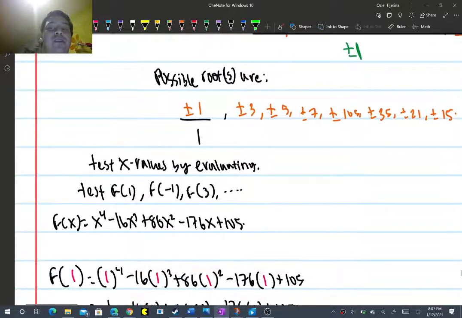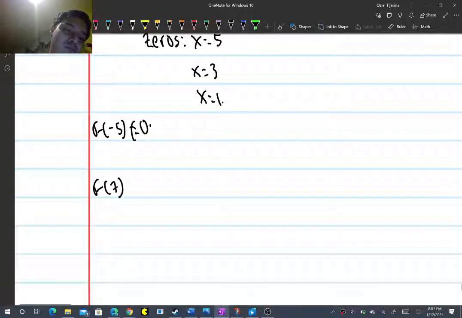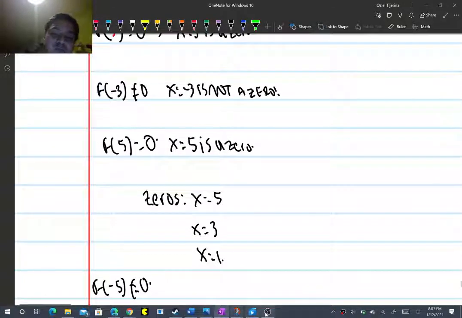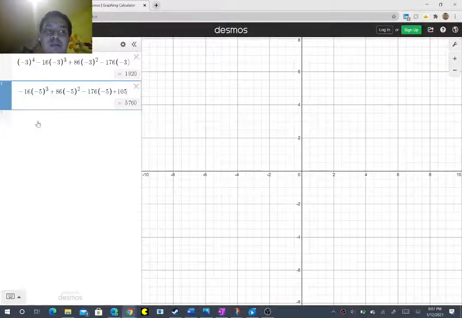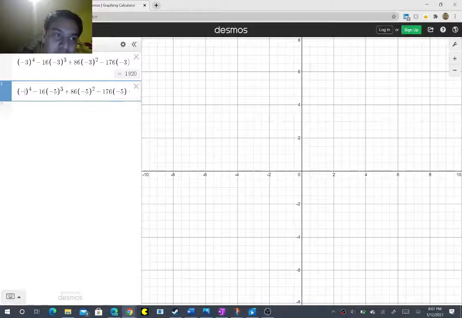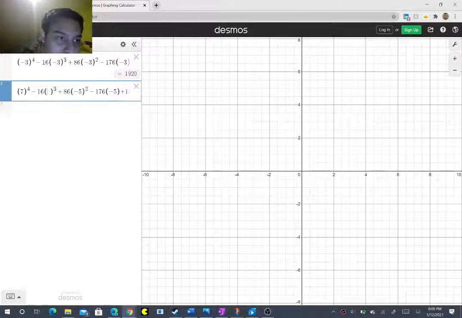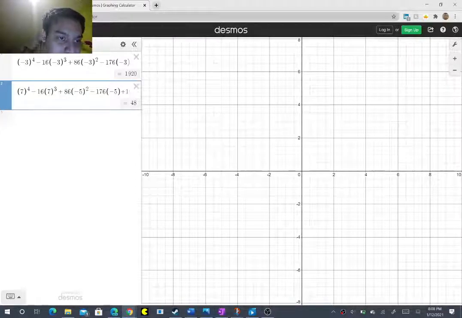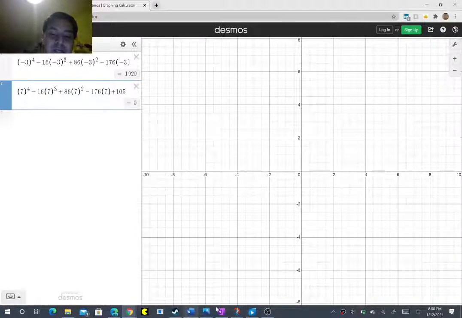If we do f of 7, if we just replace everything with 7, and like I said, you can use a calculator for this because I know that it's pretty lengthy to actually evaluate every single part. Okay, so x equals 7 is a 0.